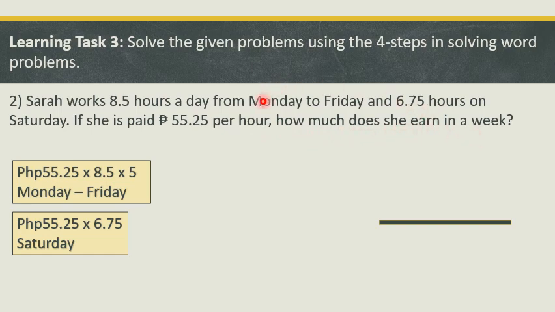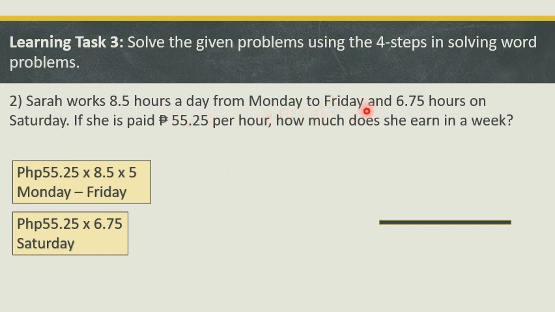So, from Monday to Friday, nagtatrabaho siya ng 8.5 hours kada araw. Ilang araw ba yung Monday to Friday? So, that is 5 days. Ang kada isang oras niya pagtatrabaho is 55.25 pesos. So, kada isang oras niya pagtatrabaho, nakakuha siya ng 55 pesos and 25 centavos.